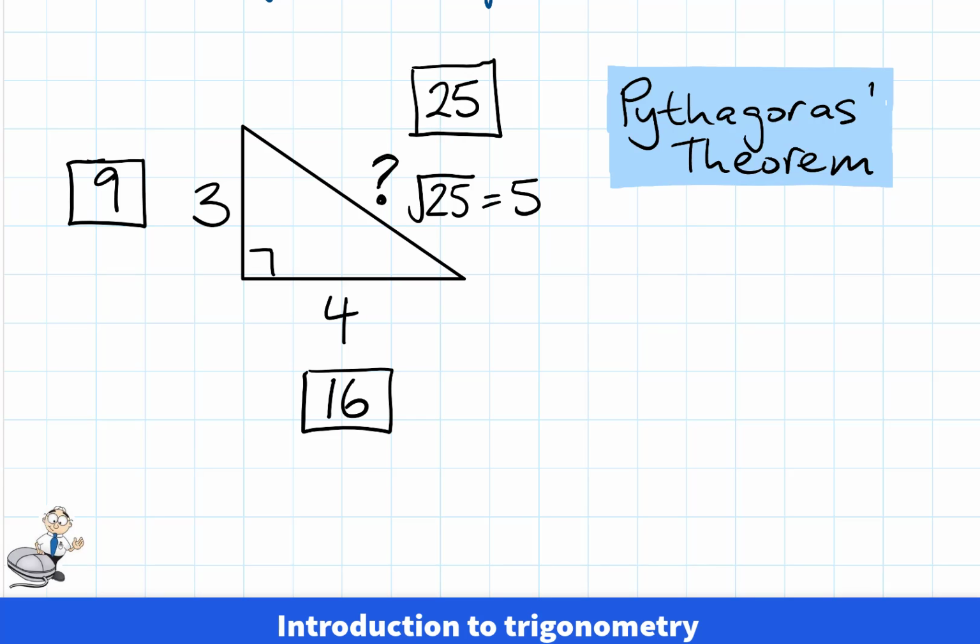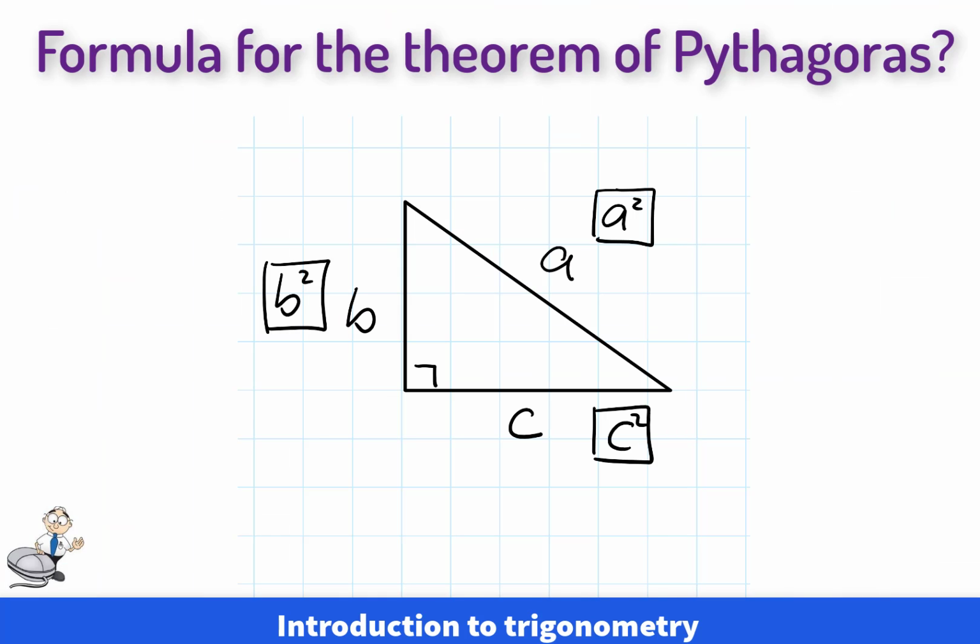Sometimes you might see it written in algebra form. In algebra, it looks something like this. A more formal way of expressing Pythagoras' theorem using an algebraic formula would be to say that b squared plus c squared is equal to a squared, where a is the hypotenuse.